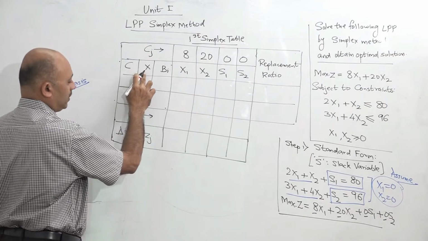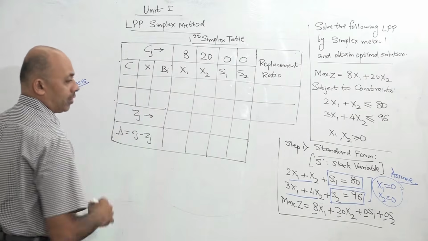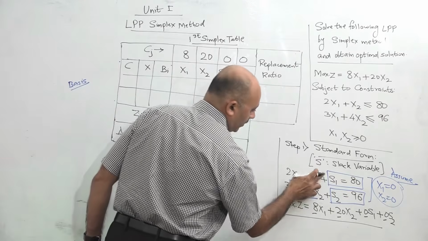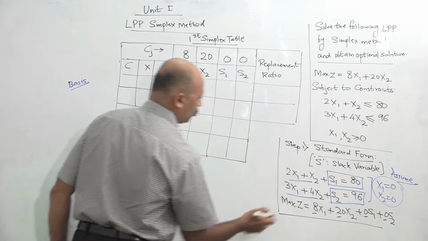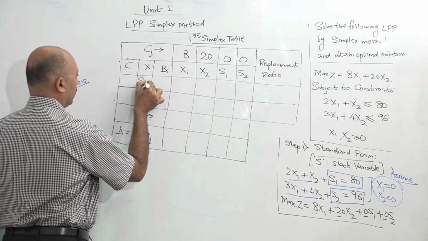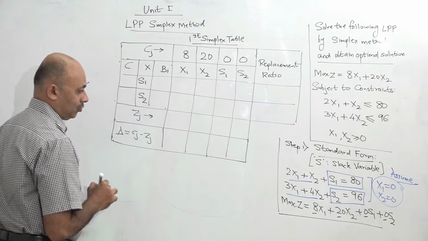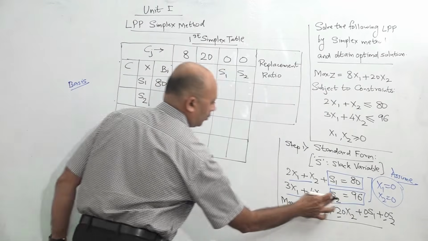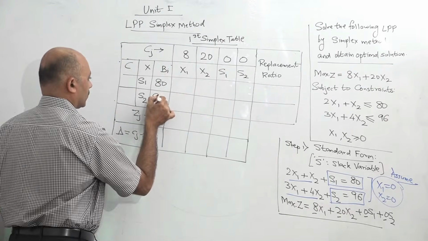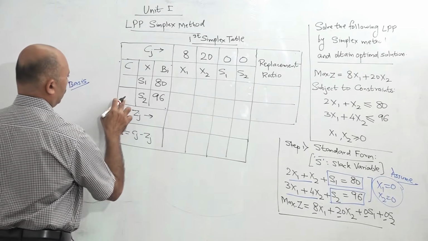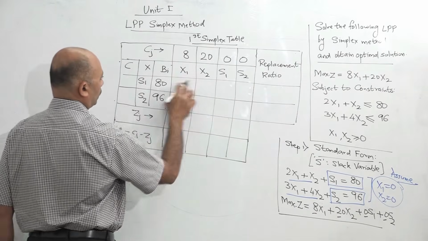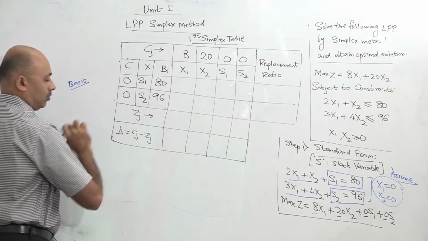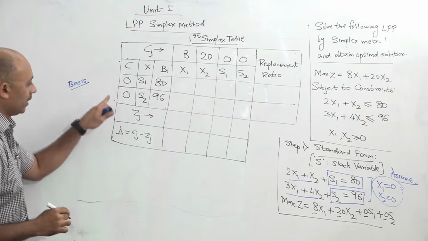C is coefficient, x means variable, and B stands for quantity, meaning the quantity of the variable. Now see here, how many variables are remaining in the solution now? S1 and S2. So we will write here, the variables are S1 and S2. And how much is the quantity? S1 is 80 and S2 is 96. Okay. Now you can write the C value. For S1 and S2, what is the coefficient of S1 and S2? 0, 0. So S1 coefficient is 0 and S2 coefficient is also 0. So now our basis is ready.